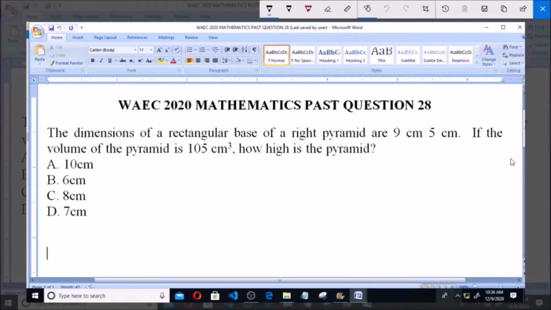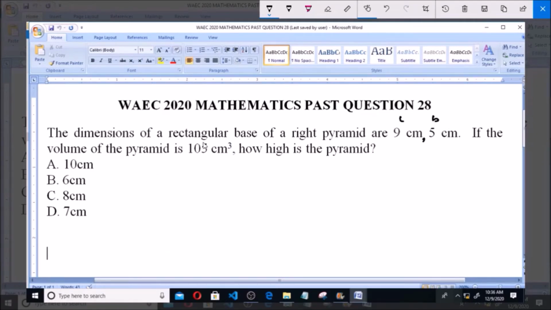I will be answering WAEC 2020 Mathematics Past Question 28. The dimensions of a rectangular base of a right pyramid are 9 cm, 5 cm. If the volume of the pyramid is 105 cm cubed, how high is the pyramid? Now we have A 10 centimeters, B 6 centimeters, C 8 centimeters, and D 7 cm. It says the rectangular base is 9 centimeters by 5 centimeters, which simply means this is the length and this is the breadth.